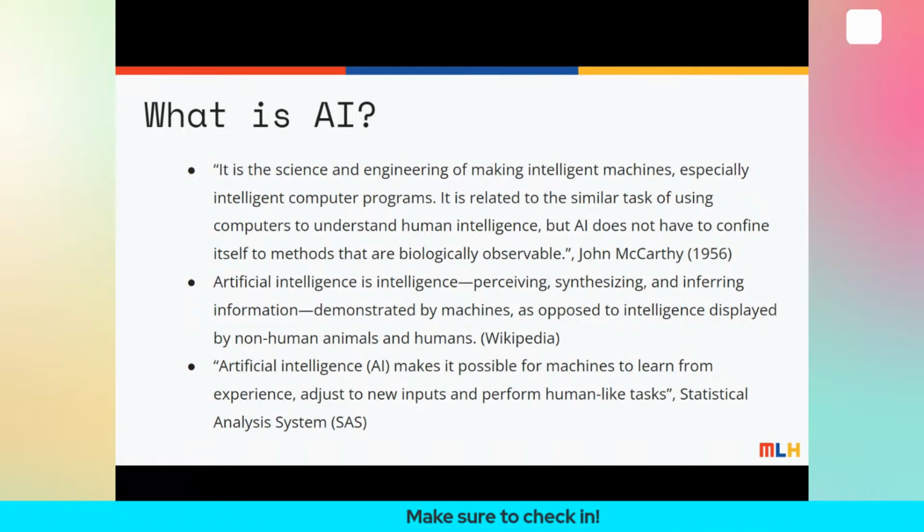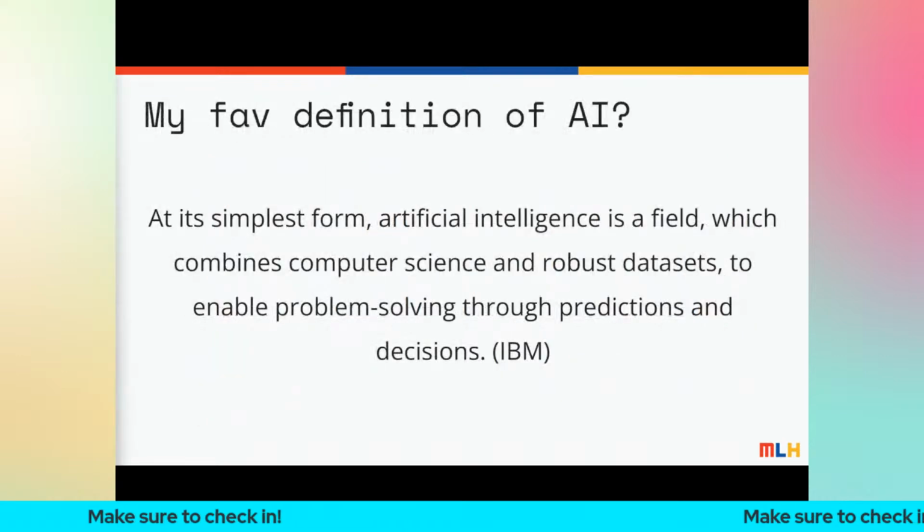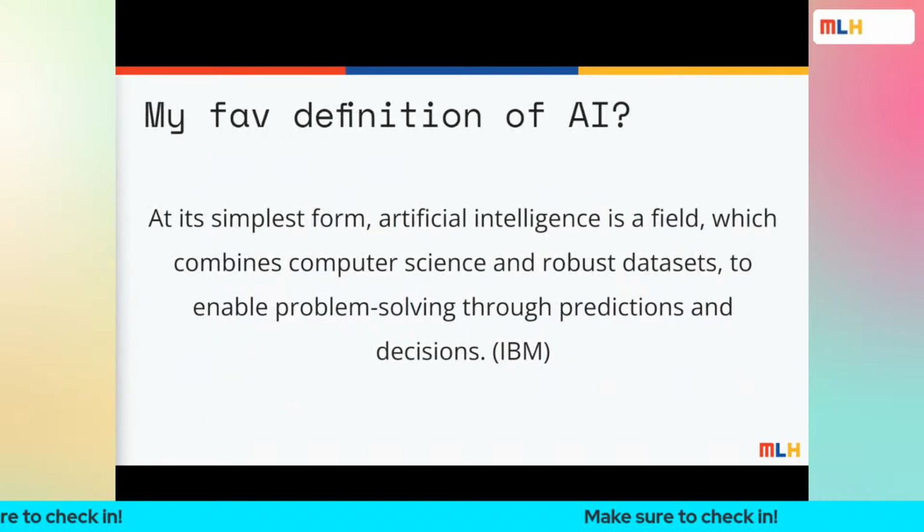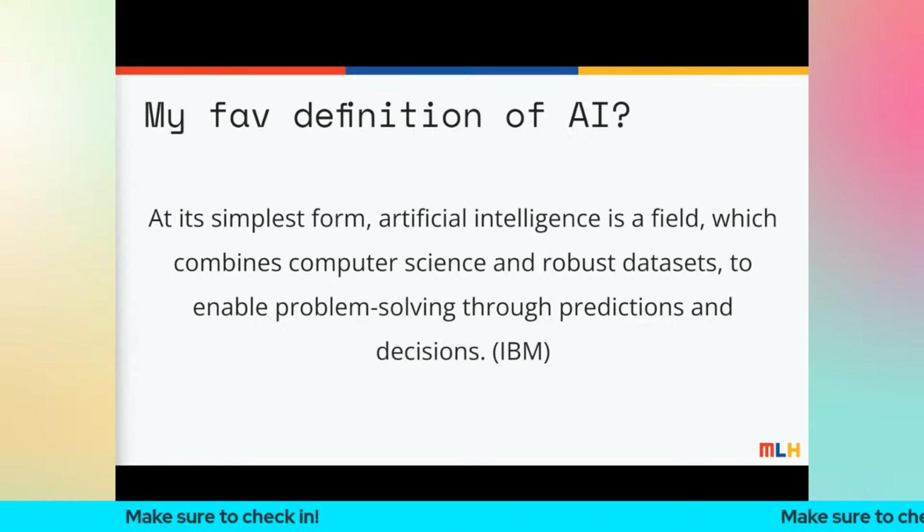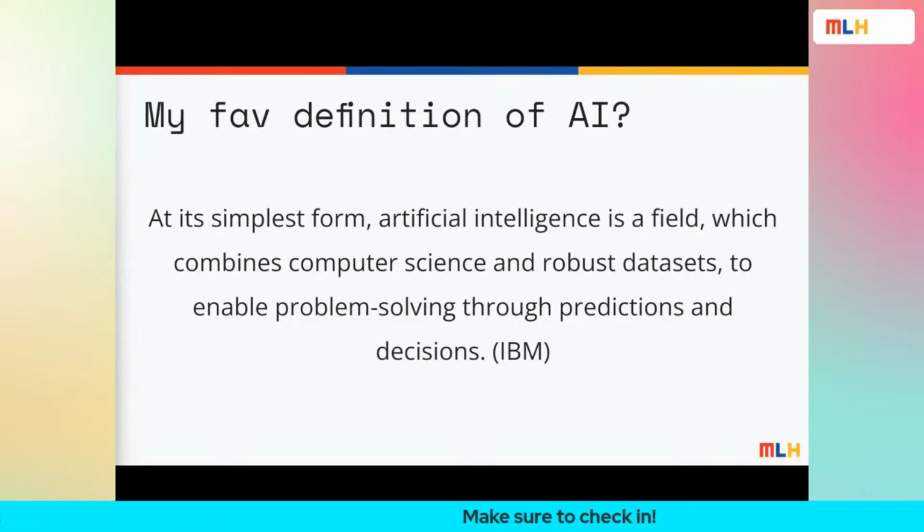But here's my favorite definition of AI, which is, at its simplest form, artificial intelligence is a field which combines computer science and robust data sets to enable problem solving through predictions and decisions, right? So at the end of the day, AI is just a field. It's using computer science combined with a lot of data with which the AI is learning to really think, let's say, achieve a level of perceived intelligence.